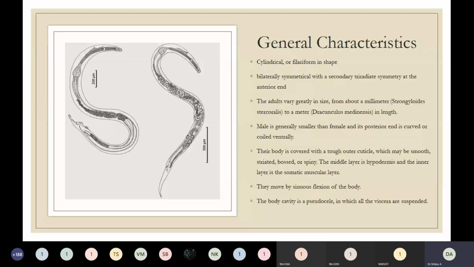And the size of the forms varies to a degree. In parasites, males are generally smaller when compared to females, and the posterior end of the male worm will be curved or coiled ventrally. So the first picture what you're seeing is the male worm. You can see the end is curved.